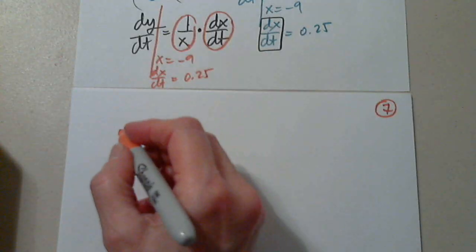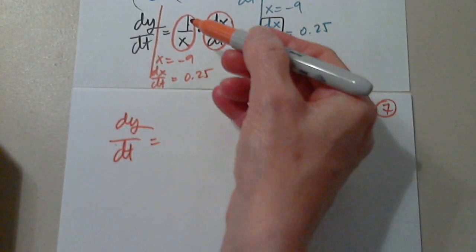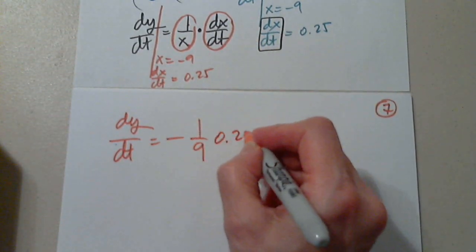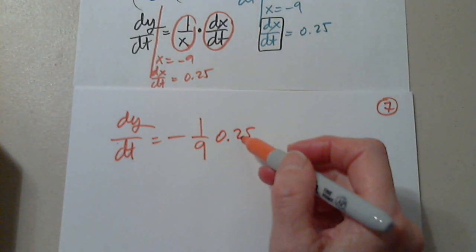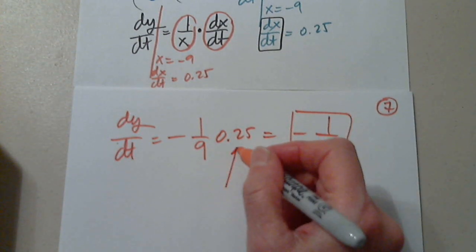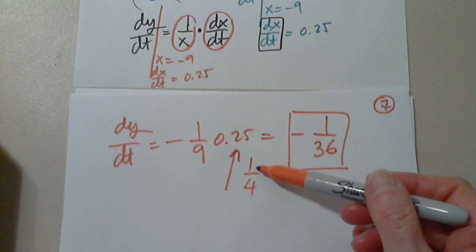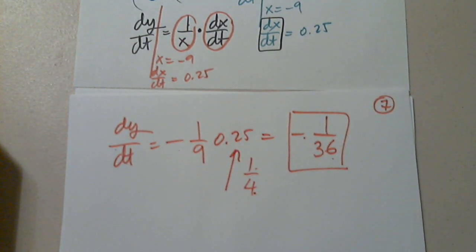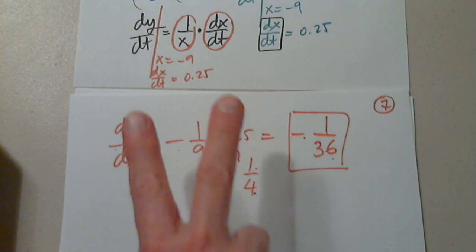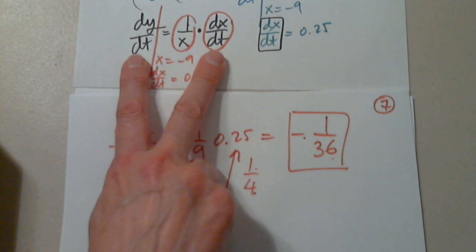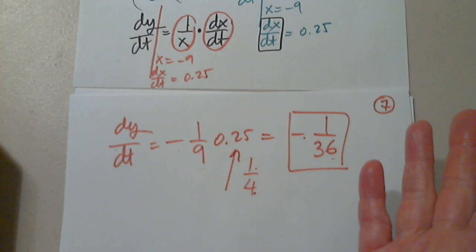Good. So then dy over dt is 1 over x, which is -9, so -1 over 9, and this is 0.25. So I'll change this into 1/4, so I get -1 over 36. By changing this into 1/4, 1 over 9 times 1 over 4 is 1 over 36, but there is a minus in front. And this is it. And this is how we deal with related rates. The two functions were related. Their derivatives are also related by a different equation, of course.